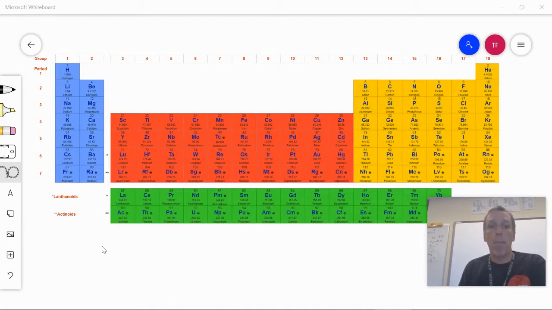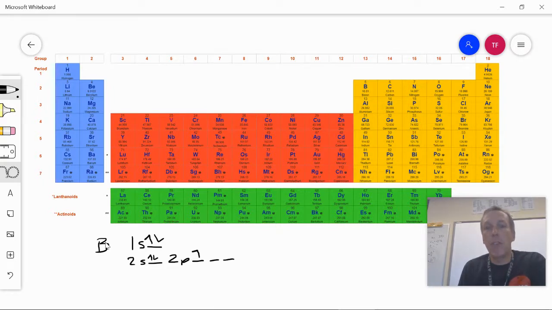For instance, let's take boron. Boron is on the periodic table right here. It has 5 electrons. Of those 5 electrons, the first 2 would go in the 1s orbital, the second 2 would go in the 2s orbital, and the last one of the 5 would go in a 2p orbital.